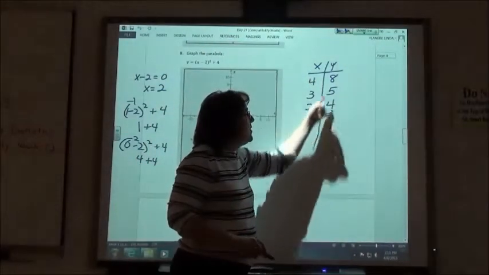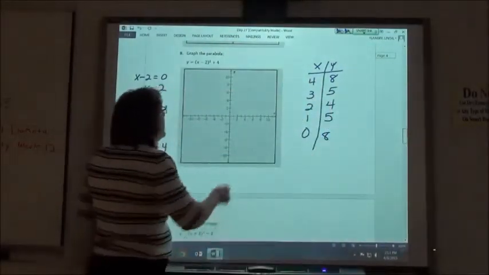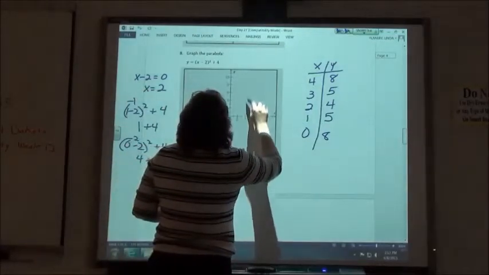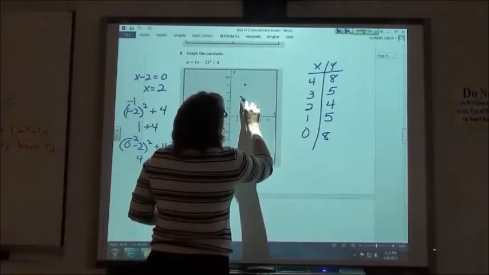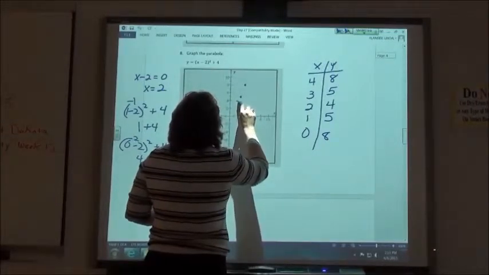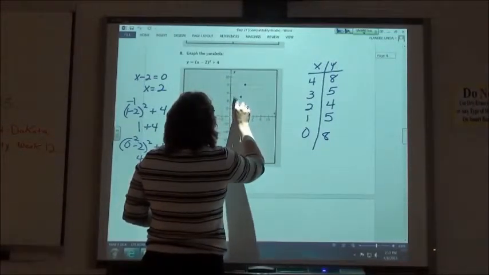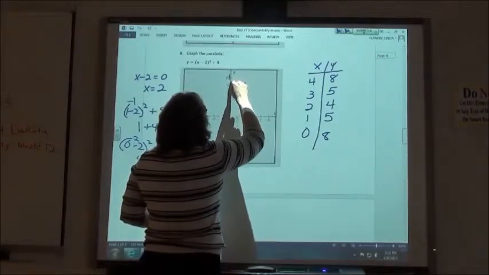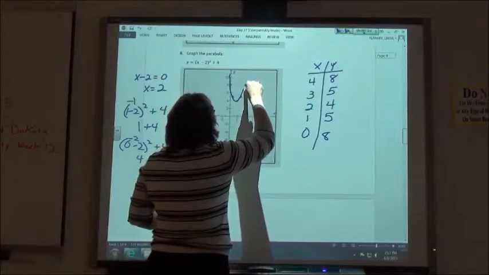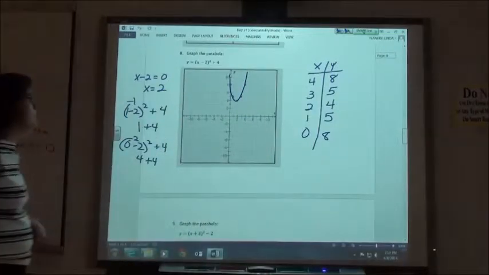These two match up, these two match up, that's in the middle. So 4 over up 8. 3 over up 5. 2 over up 4. 1 over up 5. And 0 over up 8. And when I connect my dots, I've got my parabola.